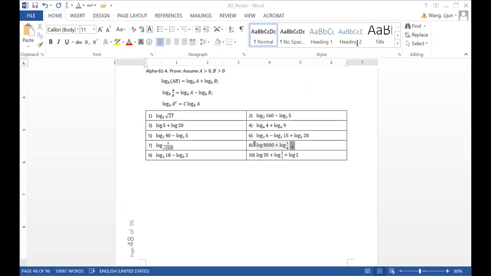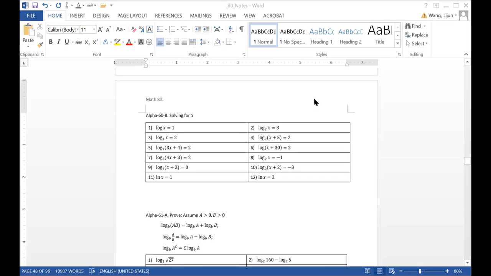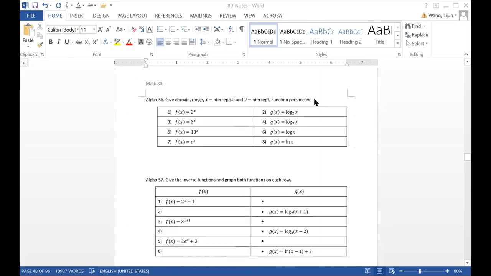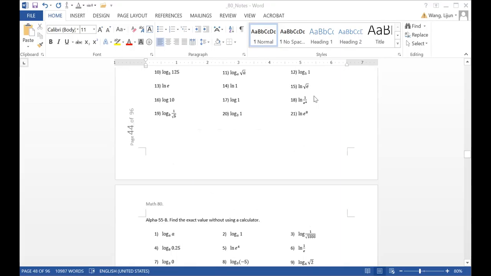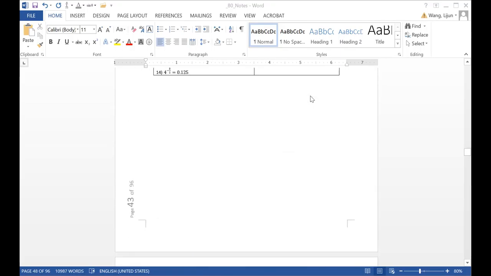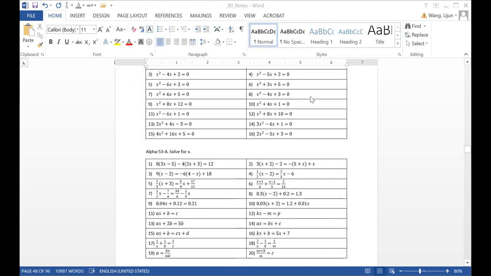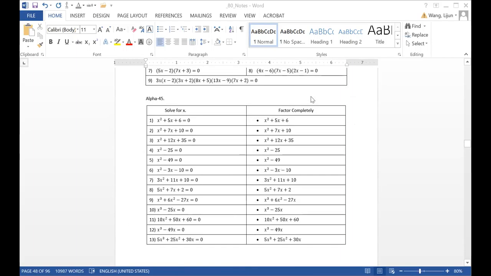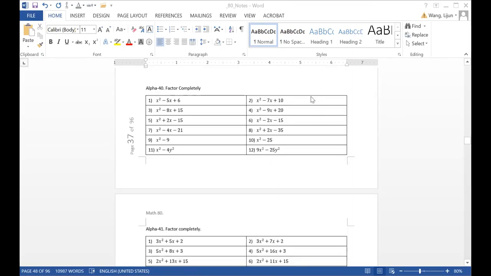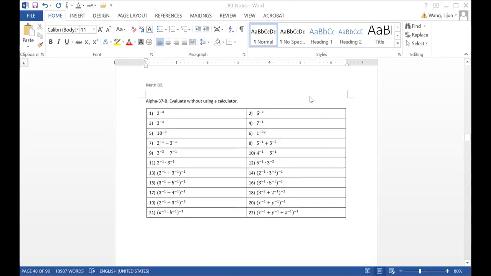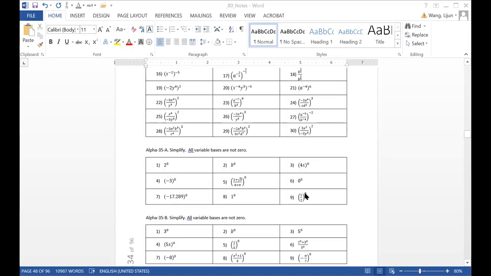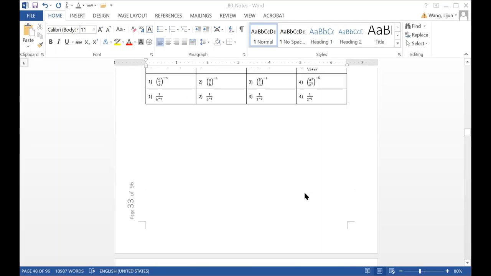Let's see. Just in case I forget anything, I'm going to scroll back up, just in case we missed anything here. Right, all these logarithm sections, factoring, solving equation sections. Exponents sections is coming up, right? These exercises, remember we did, right? 37A, right? How to do those. And the exponents, right? The exponent sections.